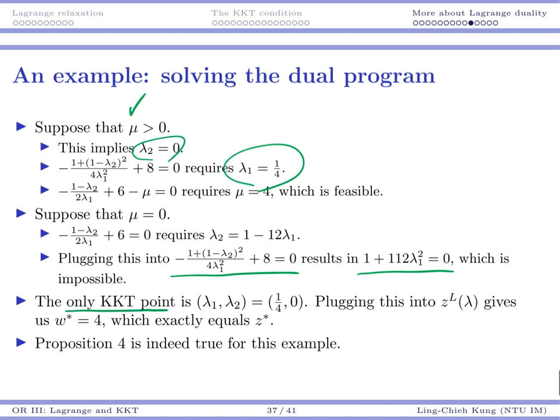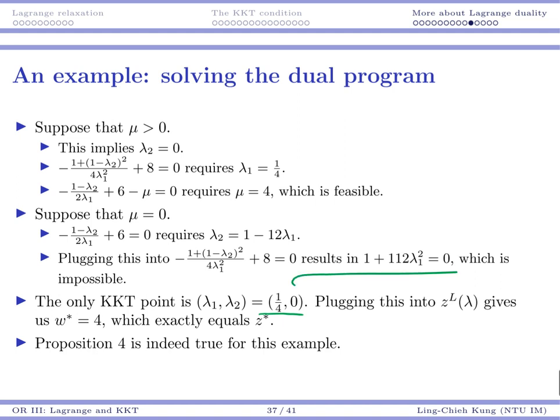The only KKT point you found in this particular derivation is that your lambda 1 should be 1 over 4, your lambda 2 should be 0. This is optimal for your Lagrangian dual. So we have solved your Lagrangian dual program. Plugging this into your ZL of lambda gives you W star is 4, which is exactly Z star. So proposition 4, your strong duality indeed holds, at least for this example. Again, this is far from a proof, but this helps us use this example to show you this can be true in this particular example.